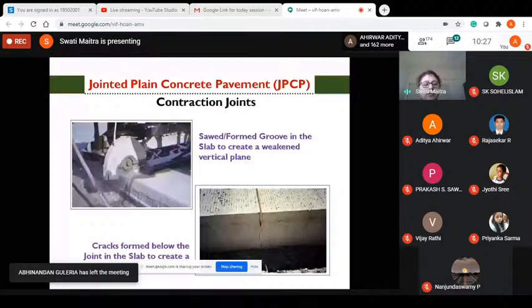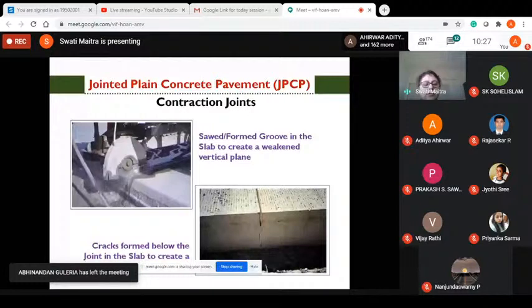If the load transfer is very good, then both slabs will deform almost equally. If the load transfer is not that good, then the loaded slab will deform more and the unloaded slab will deform less. So it is important to have both slabs' deflections nearly equal. The closer the deflection of the unloaded slab is to that of the loaded slab, the better is the load transfer.